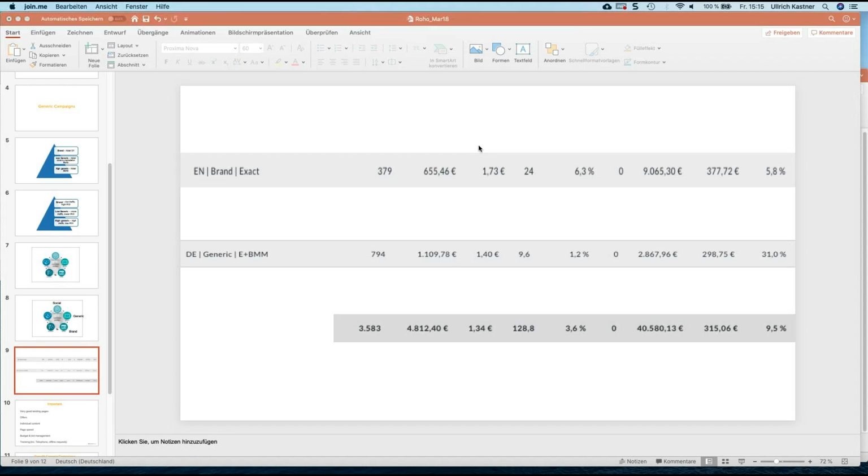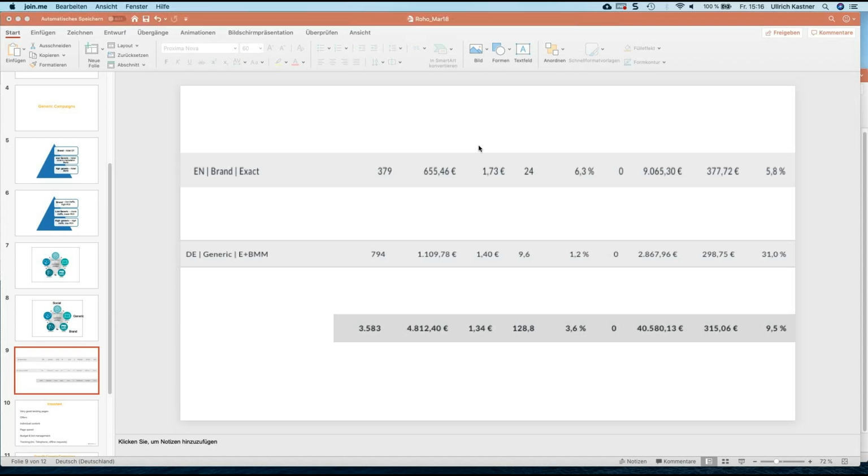So we got immediately 790 clicks, so almost twice as much as on the brand campaign itself. And we were very conservative on the generic campaign, but the cost was already 1,100, and you can see here the revenue was 2,867. So obviously a much lower return on investment, or a cost ratio of 31%.